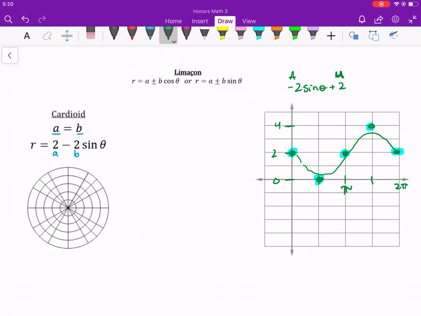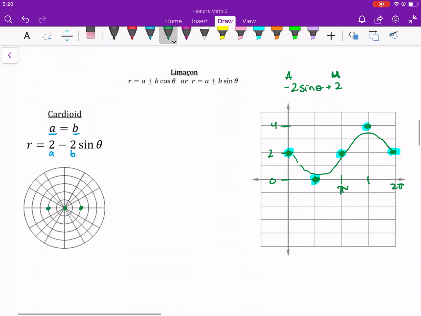Okay, so cardioid, we're going to go ahead and plot these. So at 0, we go out 2. Pi halves is at 1. Oh, sorry, I said pi halves, I meant 3 pi halves is at 0. Pi is at 2. 3 pi halves is at 4, so go 4 along. And then 2 pi, we're back up.